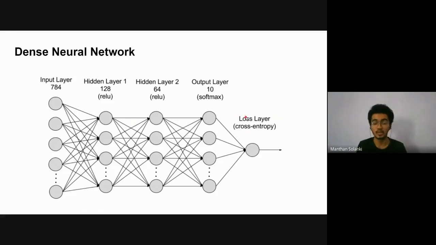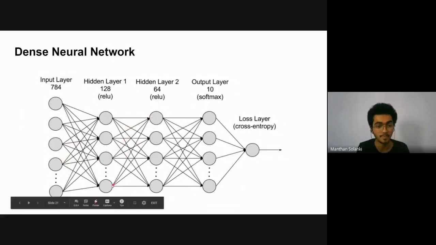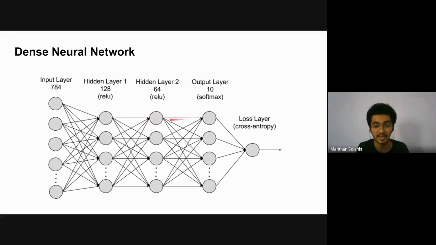I will cover this loss layer in the next slide, but before that I am going to tell you that each and every neuron is connected with all previous neurons. Look at this neuron. It is connected with all previous neurons. It gets input from all neurons, and it sends output to all neurons in the next layer. That's why this connection is called a dense neural network.